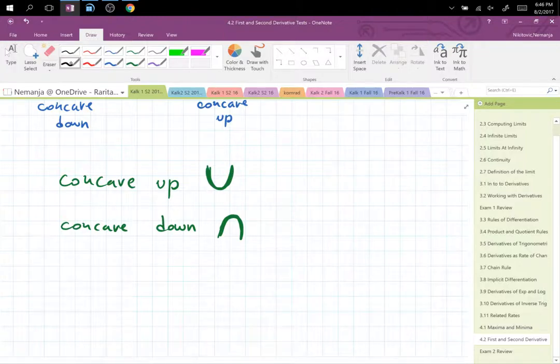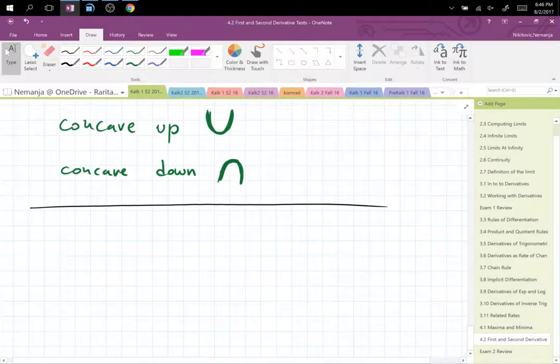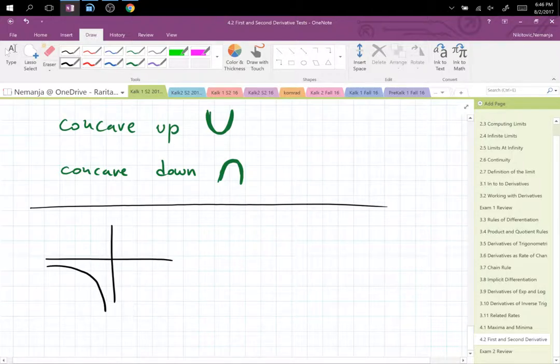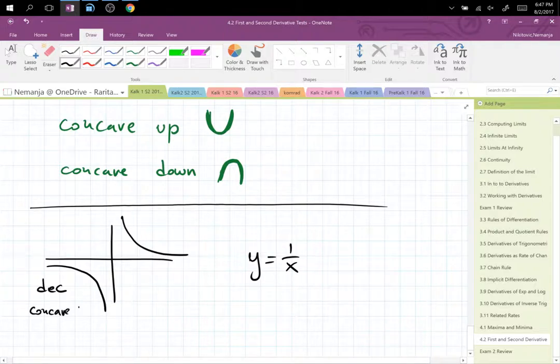So the best one to just think about concavity a little bit would be 1 over x. This is y equals 1 over x. And what you see over here is that this piece is decreasing, and it's concave up or down? Very good, concave down.